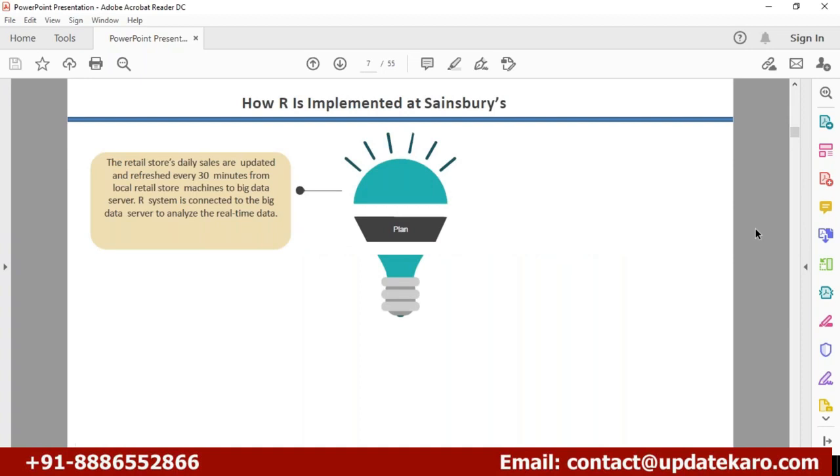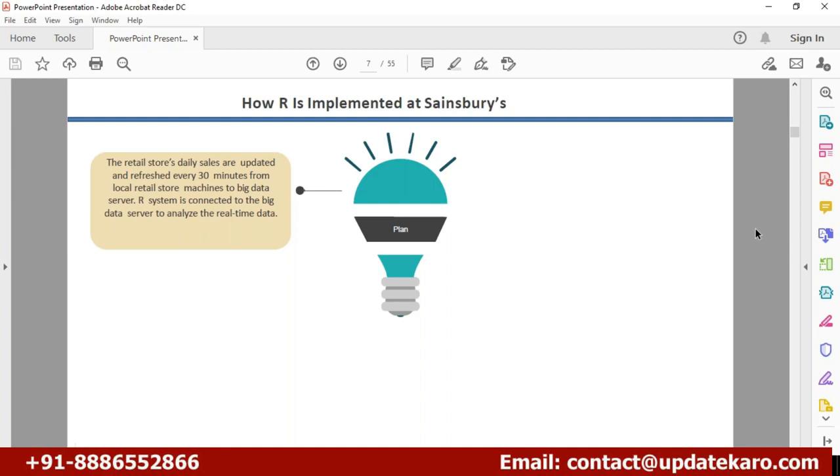So this is the same thing again, Radhika. Whether you are working with Python or with R, it's the same story. You are predicting something, right? Earlier, they did not have that process of predicting things. So here they have introduced R into their ecosystem. What happened by introducing it? How did R implement it at Sainsbury's?